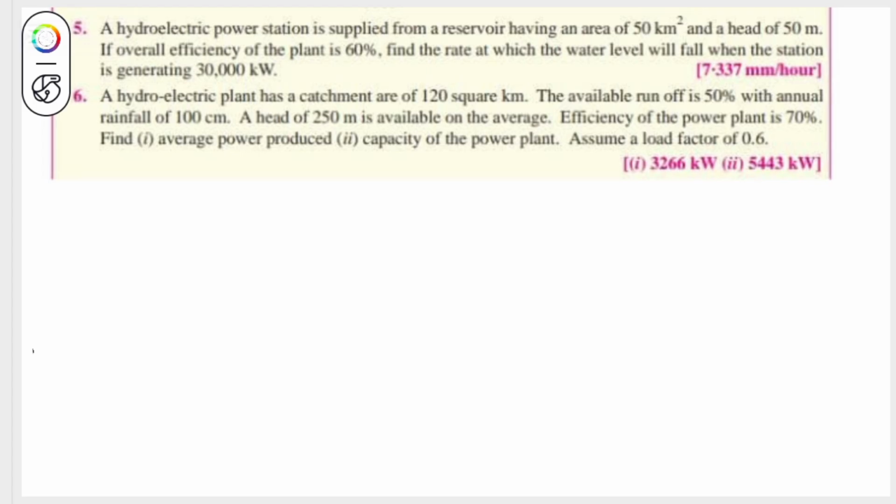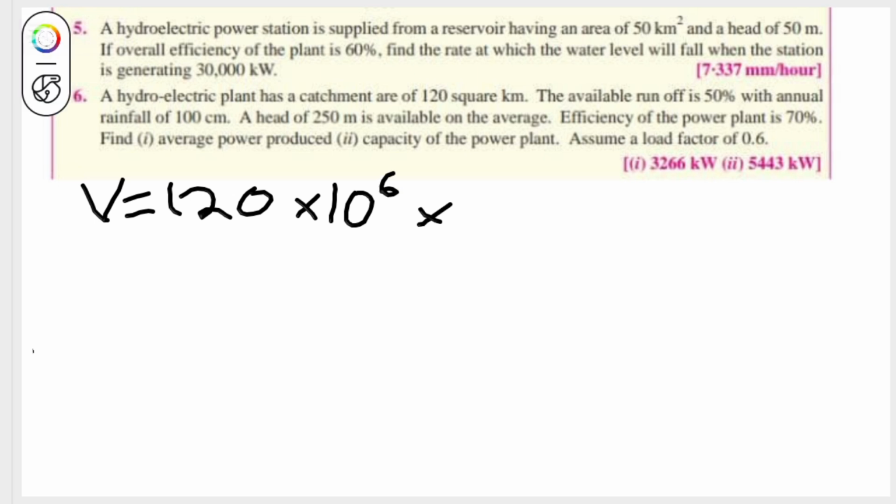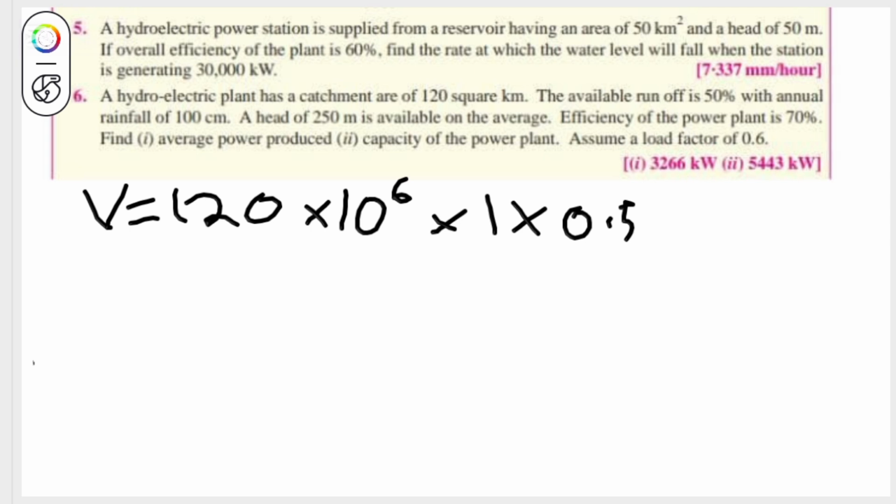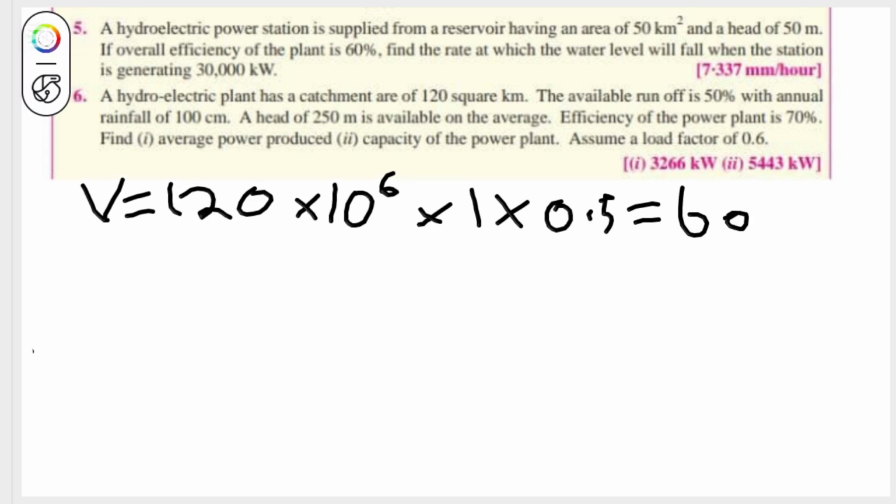So what should I do first? I'm going to first find the annual runoff volume. So this volume will now be equal to 120 kilometer square, times 10 raised to the power of 6, multiplied by the rainfall, which is 100 centimeters. It is the same thing as 1 meter, multiplied by my runoff, which is 50%. Converting it will become 0.5. So at the end, my volume will now be 60 times 10 raised to the power of 6 meter cube, because it is volume.